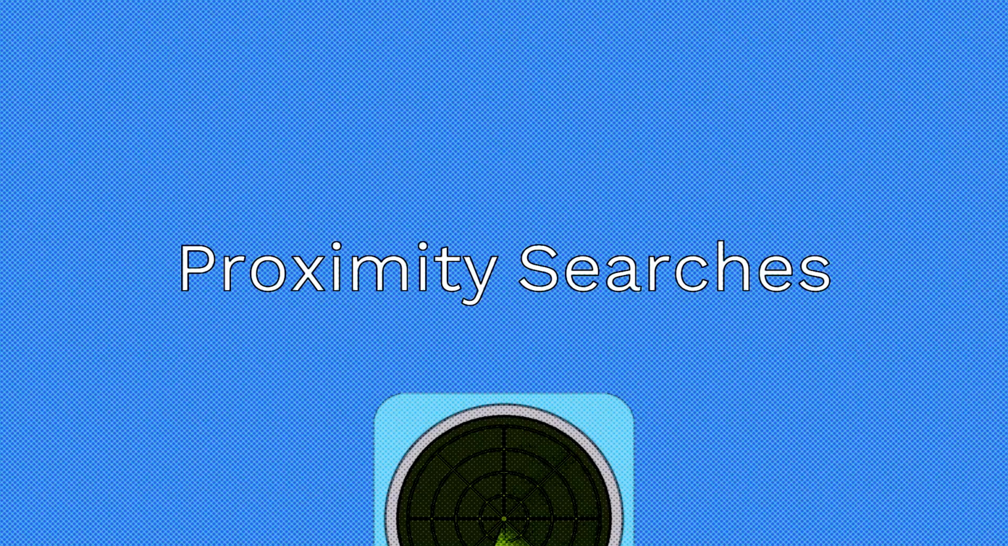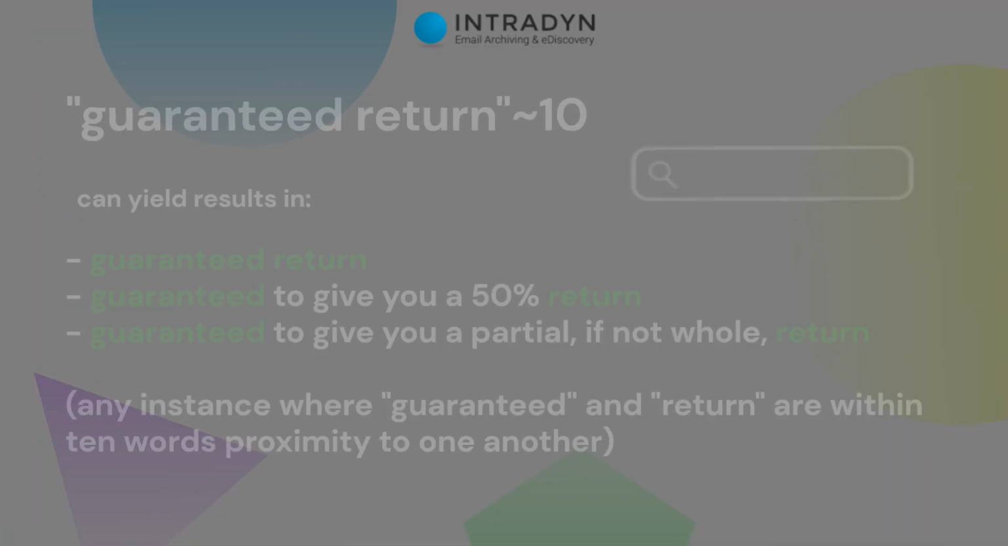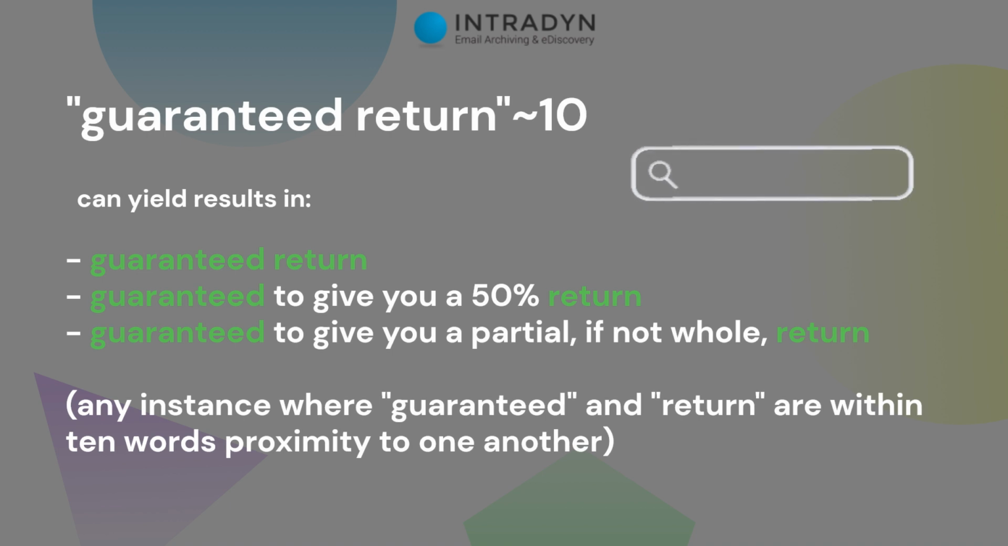Next, let's close the gap on proximity searches. Proximity searches are used to find single terms that are located a specified distance apart. To perform a proximity search, place the two single terms in double quotes, followed by a tilde and the number of words apart you wish to search.